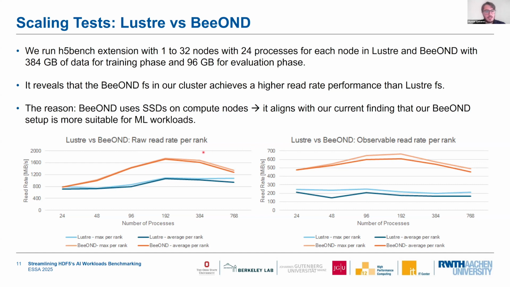As you can see here, our extension scales well. That's a good sign. The Beyond file system in our cluster achieves a higher read rate performance than our Lustre file system. Our H5bench extension runs indicate the need for further optimization of the Lustre file system, particularly as it's mainly used for more traditional HPC workloads. But the main reason why Beyond is faster is because it uses SSDs on our compute nodes.